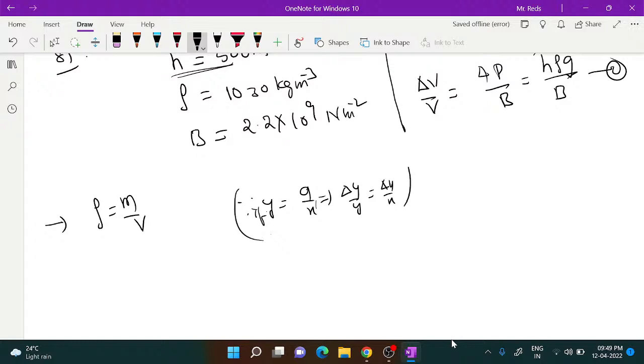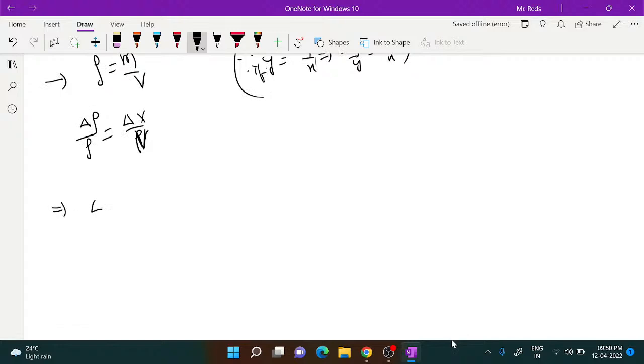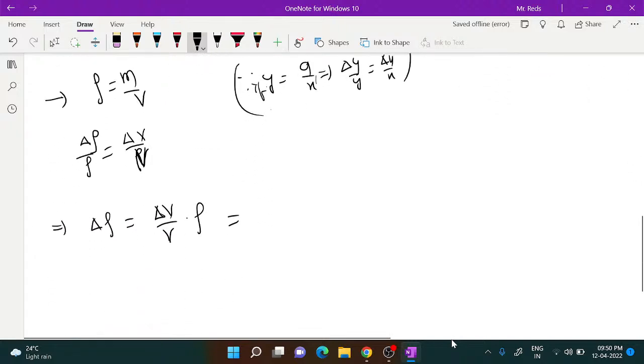According to this, if m is constant, then you can write delta rho by rho is equal to delta V by V. So this implies delta rho is equal to delta V by V into rho. But delta V by V is what? H rho g by B, into rho. H rho g by B into rho. So H is what? H is given here, 500 meters.